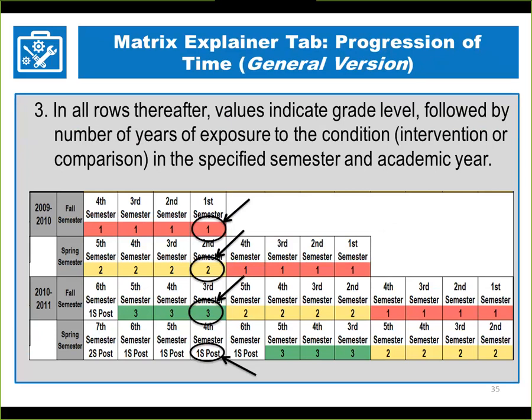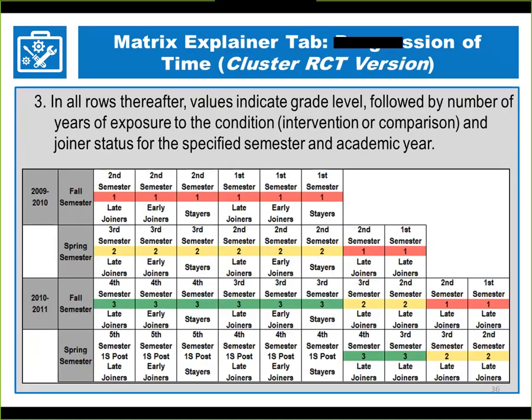In the cluster RCT version of the tool, the third statement shown on the Matrix Explainer tab also describes and illustrates the remaining rows of the matrix. Again, all the text that appears on the Matrix Explainer tab is not shown here for space reasons, but I'll go over all the information. The rows follow the same structure as the general version, with row headings that indicate the school year and semester, fall or spring. And cells in these rows provide information about grade level and amount of intervention exposure or post-intervention follow-up.